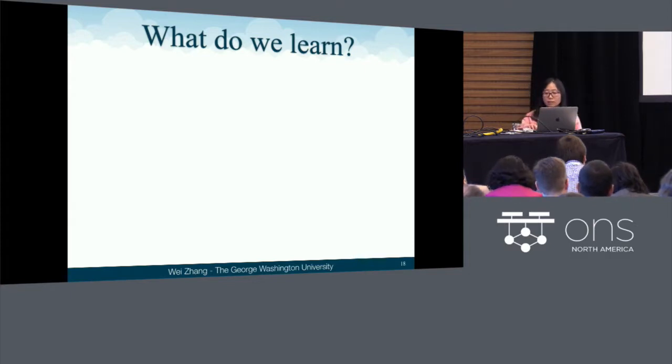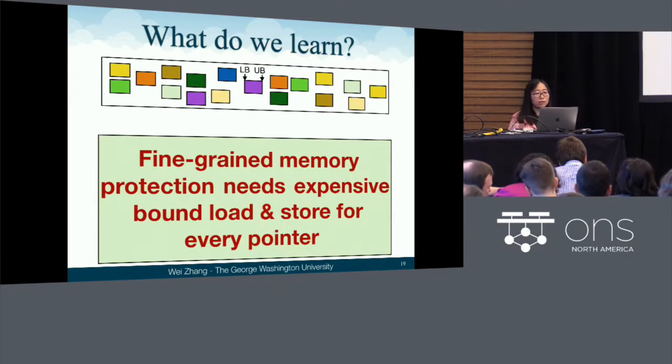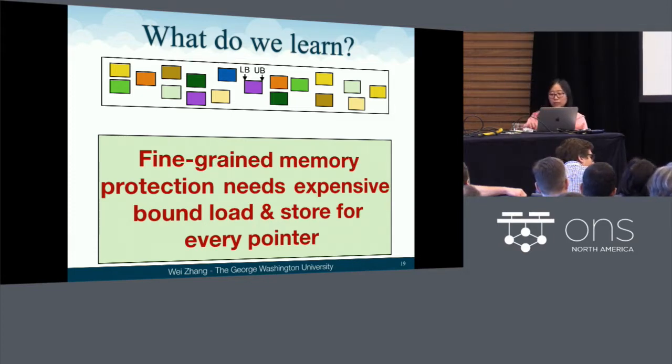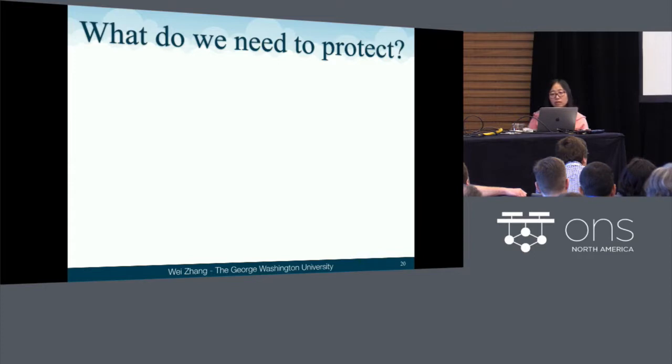What we learned from the experiment is that for fine-grained memory protection, the lower and upper bound of each pointer is equal to the low memory address and high memory address of the range which it points to. It needs expensive bound load and store for every pointer, which will degrade the performance too much.